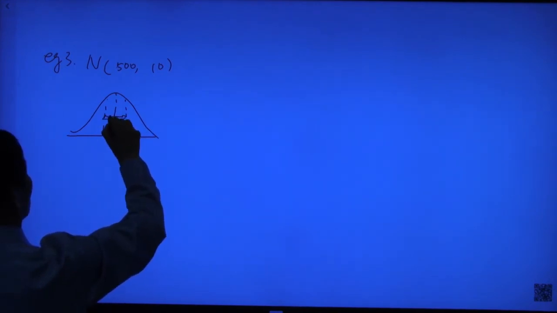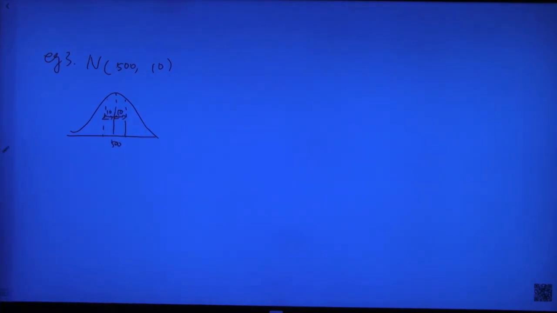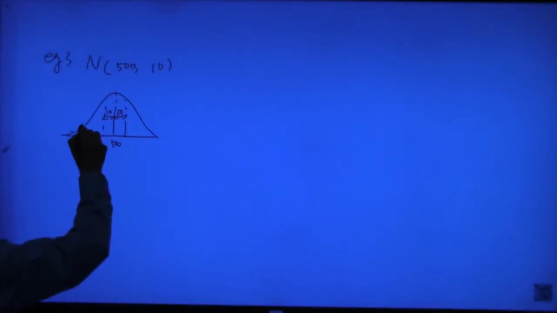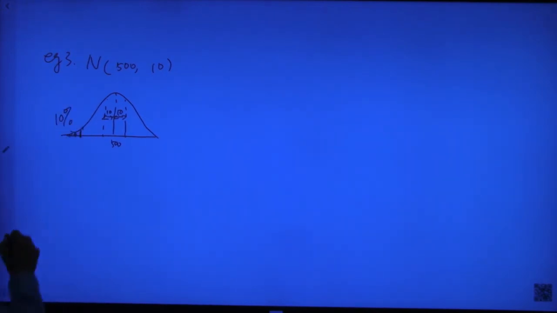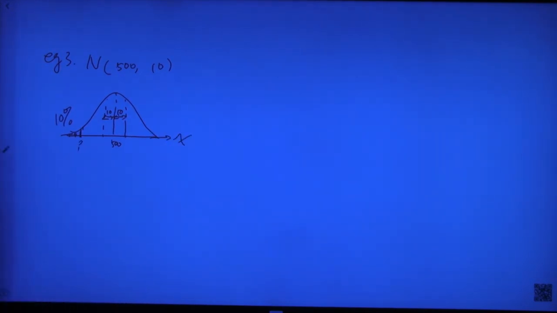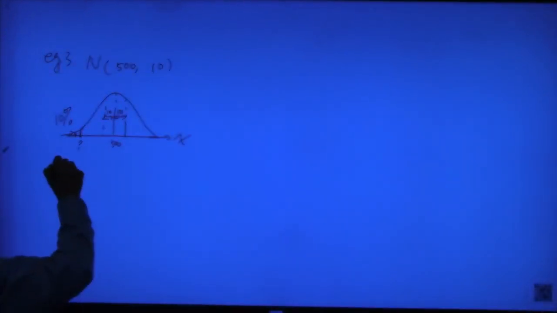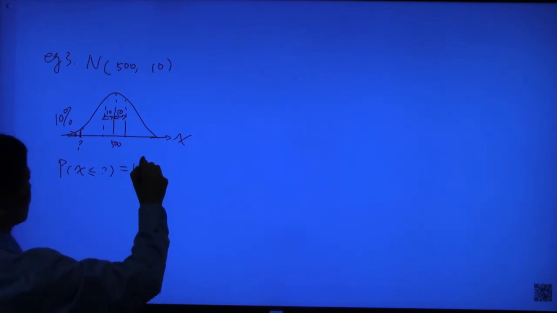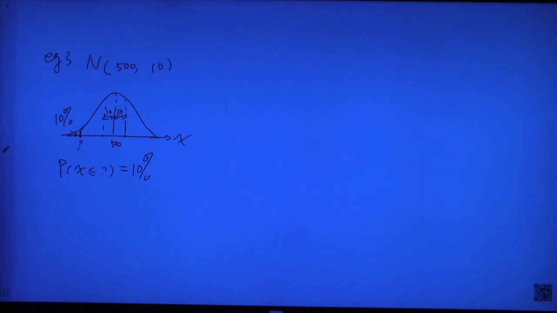Standard deviation equals 10. If you want to be, for example, in the bottom 10%, this one here, you want to be the bottom 10%. Again, this variable is represented by x. What is the x you should be for this requirement? I want the probability for x less than or equal to something equals 10%. We are looking for what the x is.